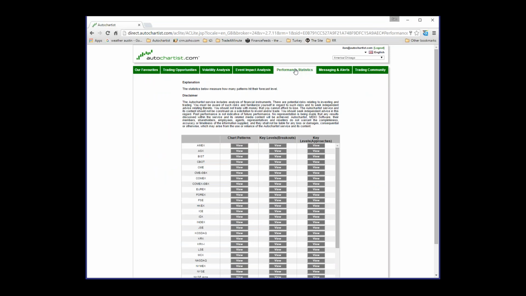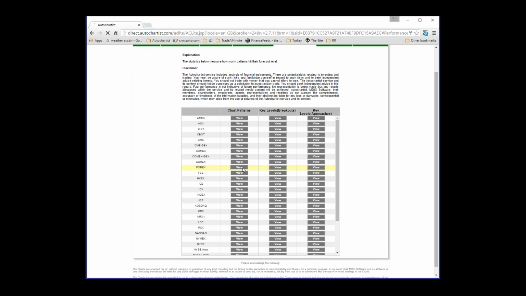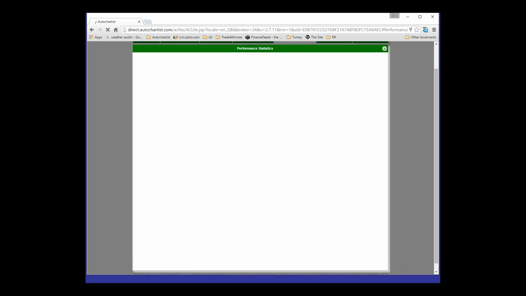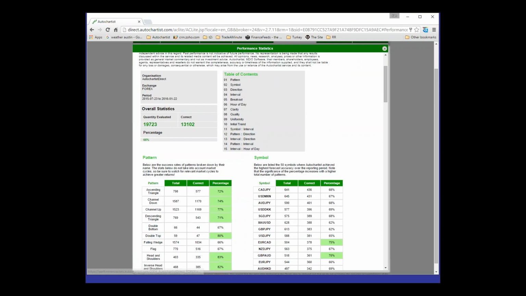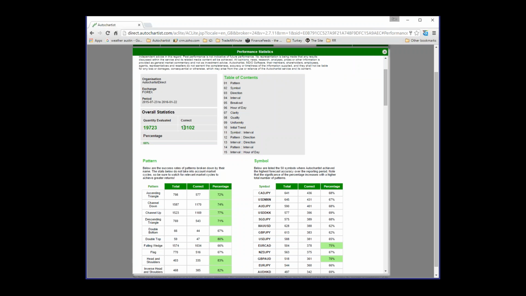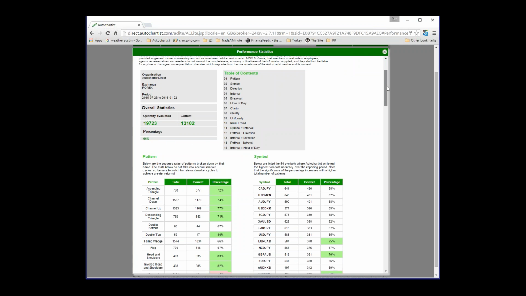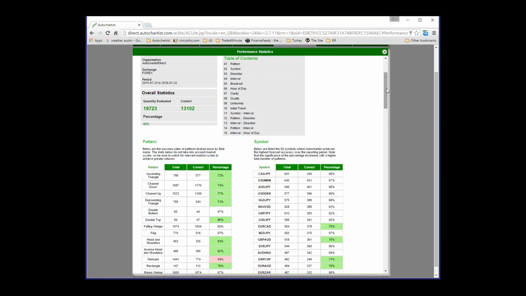Now I've switched to a screen called performance statistics, and we keep track of how good our forecasts actually are. If we're looking at the Forex market in terms of chart patterns, this is a rolling 6-month stats page, so every 2 weeks, I think it is, we recalculate the statistics. Over the last 6 months, we've identified 19,000 opportunities, of which 13,000 hit their target region, 66% on average. This is not an indication of the returns you are going to make using Autochartist. This is simply an idea of how many of our forecasts hit their target region.